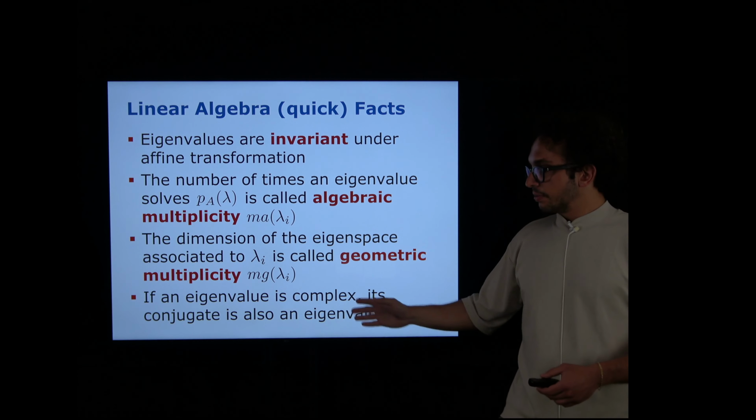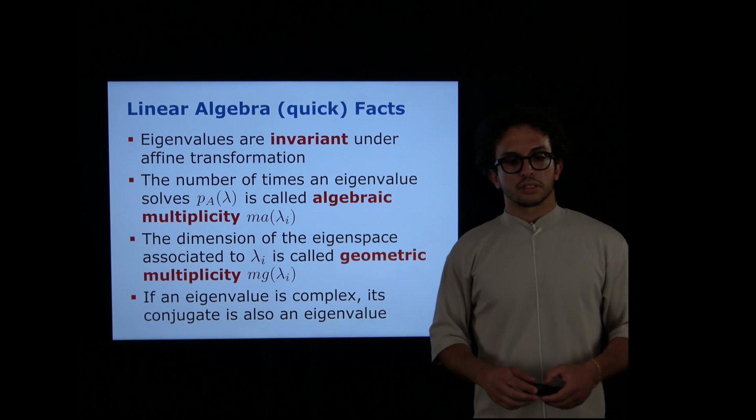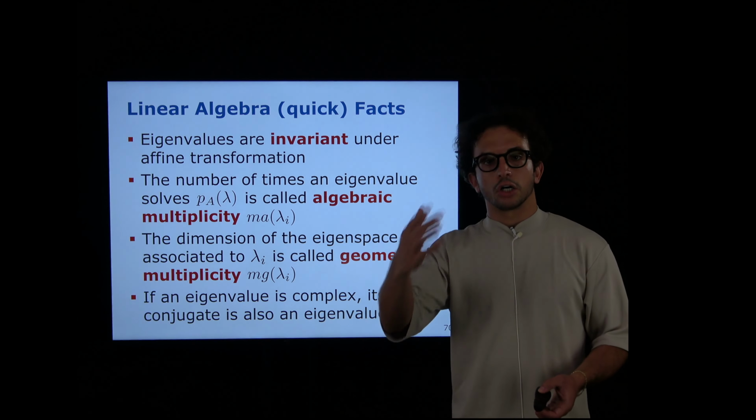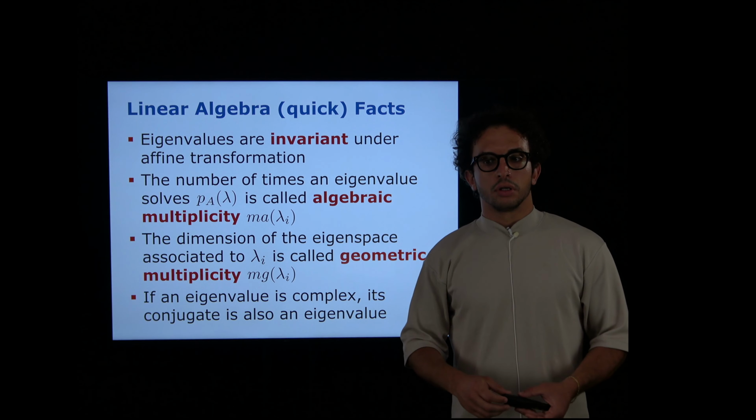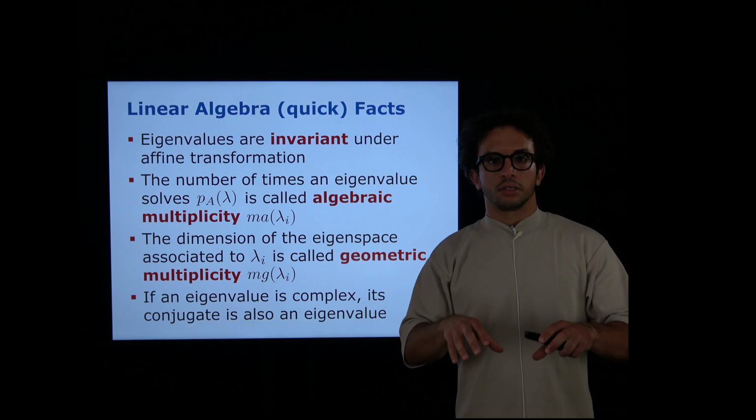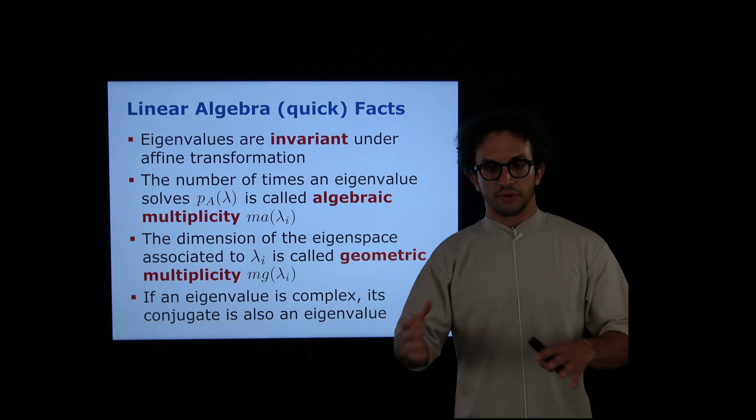So geometric multiplicity is always smaller than or at most equal to the algebraic multiplicity. And then we have a last important thing, which is that if an eigenvalue is complex, its conjugate is also an eigenvalue. So you will always have them in pairs. There will not be just one. This will never be the case.